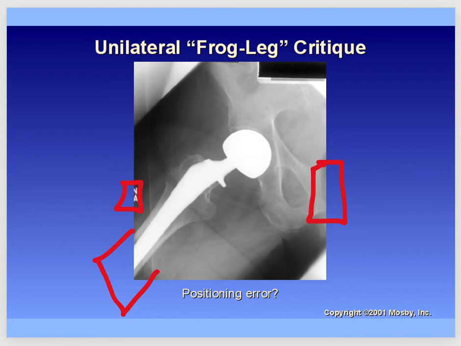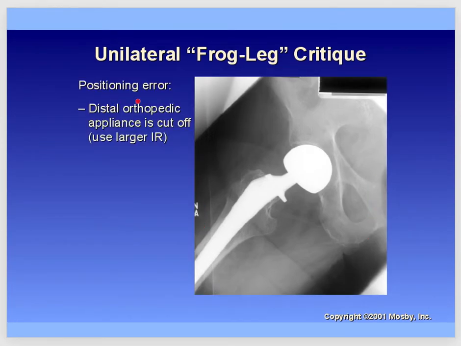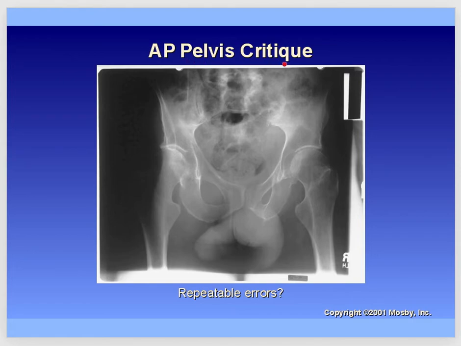Okay, so keep that in mind. You want that pubic symphysis. The rest of this is imaged well, except for the pubic symphysis, the rest of the prosthesis, and then make sure that your anatomical marker is not clipped. So positioning error, distal orthopedic appliance is cut off, so you're going to use a larger image receptor, which will cause you to pick up that pubic symphysis, pick up that prosthesis, and then also make sure that your marker is included.